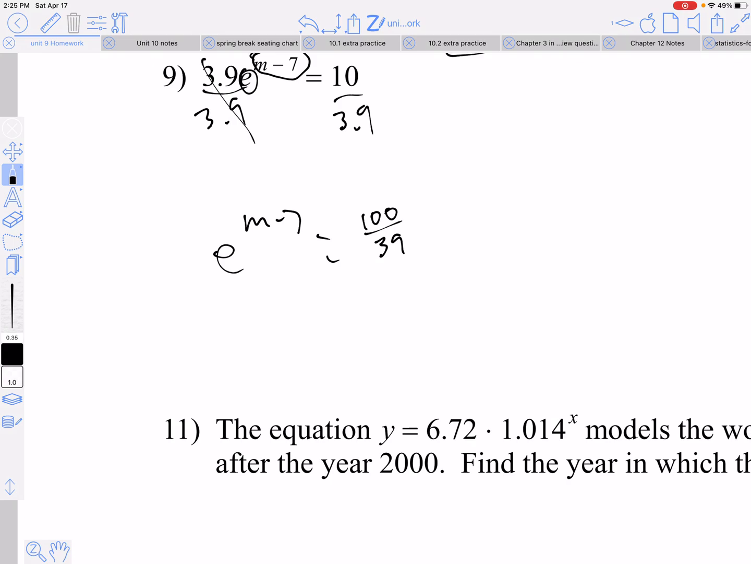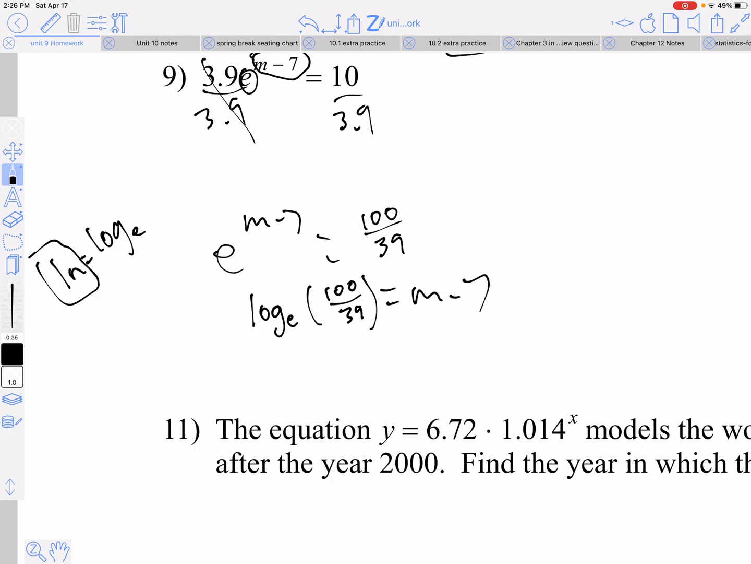So now what I'm going to do is change it to log form. So log base e, which is actually ln on our calculators. It's so common it gets its own button. Log base e is ln. So log base e of 100 over 39 equals m minus 7.